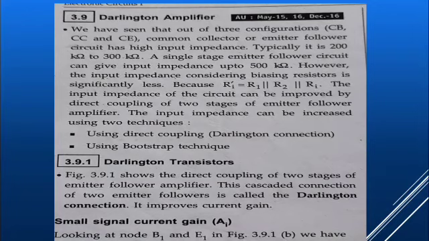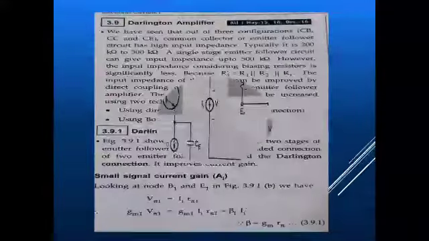The gain can be improved by connecting two or more transistors. When you are discussing the common collector amplifier, which has high input impedance, and you connect two of them, the impedance will be even more. Okay, let me start with the diagram of this one.